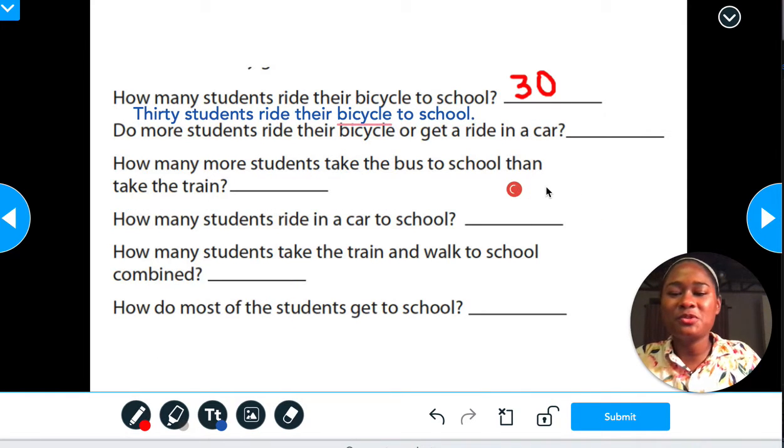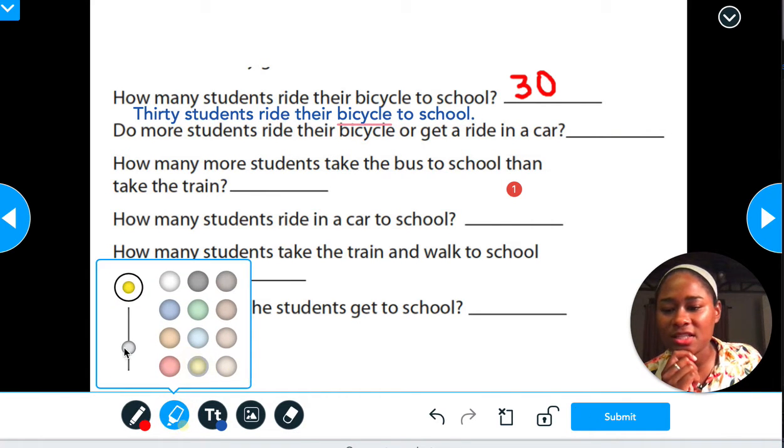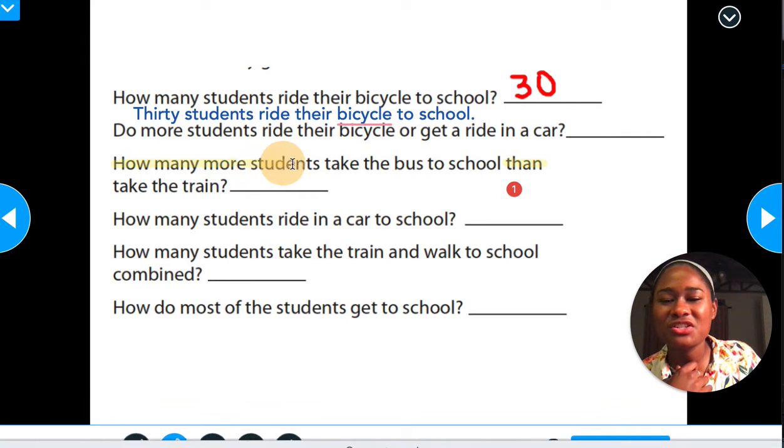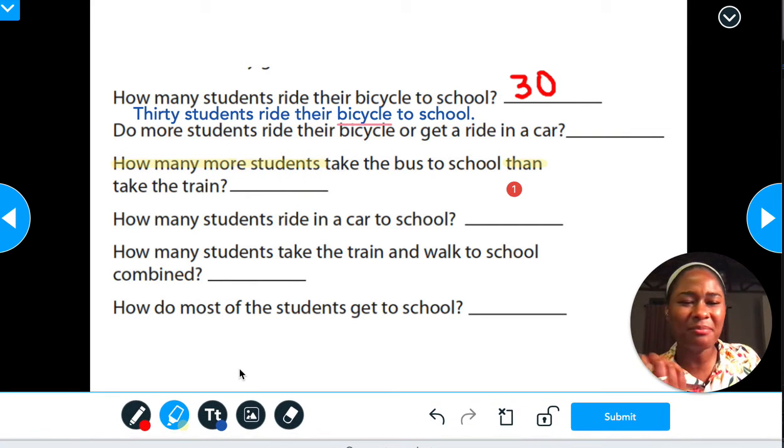All right, that one was pretty easy. Let's try a more difficult one. How many more students take the bus to school than take the train? So there are some key words in this one that I'm going to highlight. How many more and than. How many more students? So that means I'll probably have to do subtraction. I'm going to find the difference between two things.